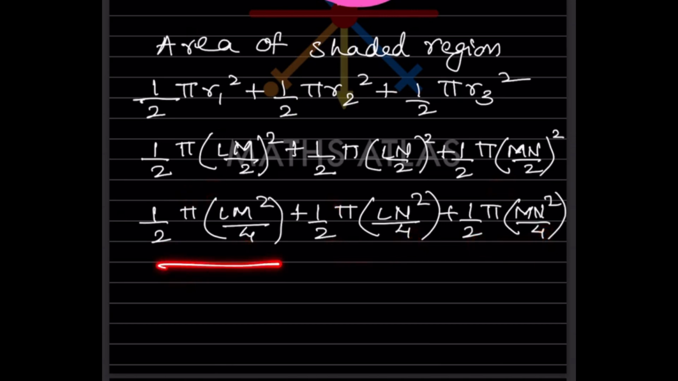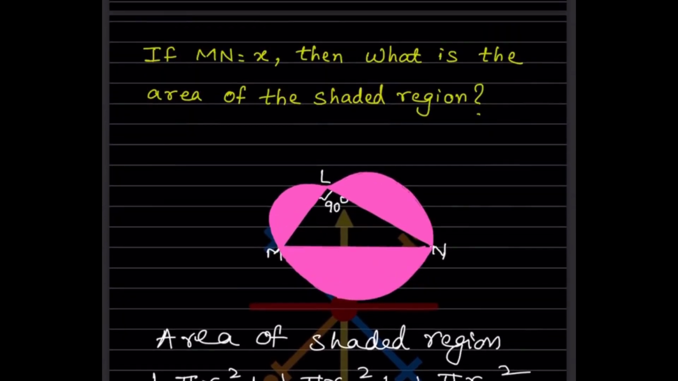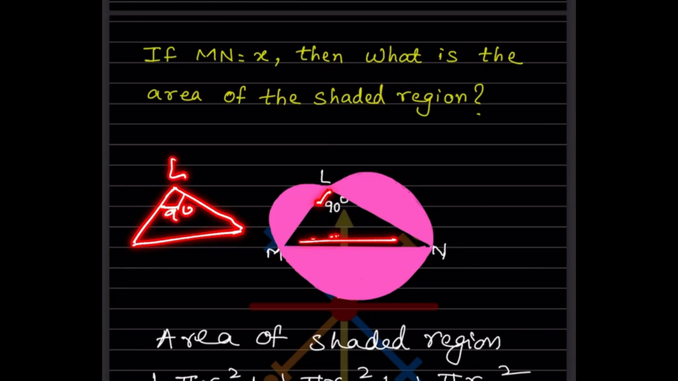This is the first part, this is the second part, and this is the third part, separated with this positive sign. So now we can write the common factor as 1 by 8 pi for all, and what remains here will be LM square plus LN square plus MN square. Now what you can see is given over here, that MN is x, and here MN is this and this is 90 degrees. See, I'll draw this triangle separately over here. This is 90 degree and this is L, M and N. The side opposite to 90 degree is always the hypotenuse.